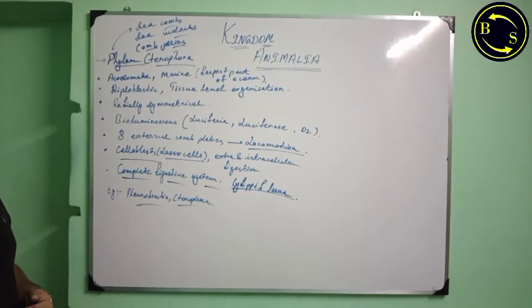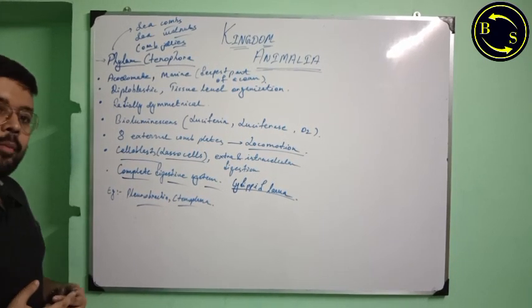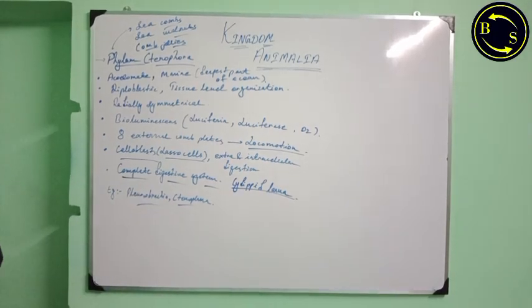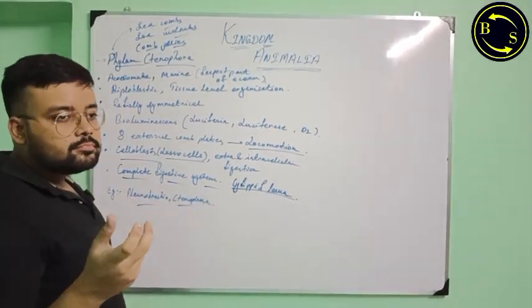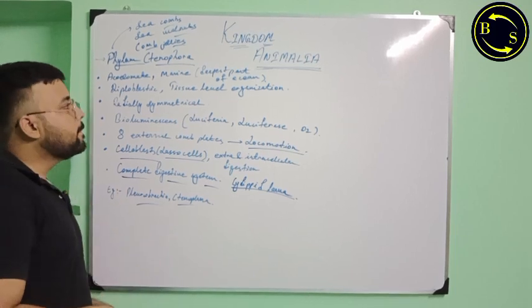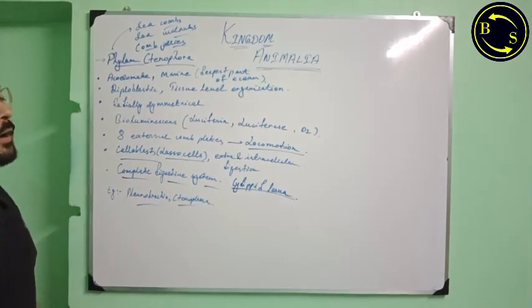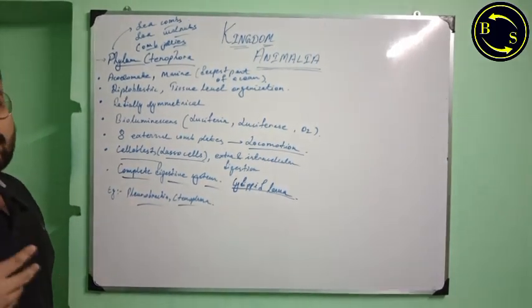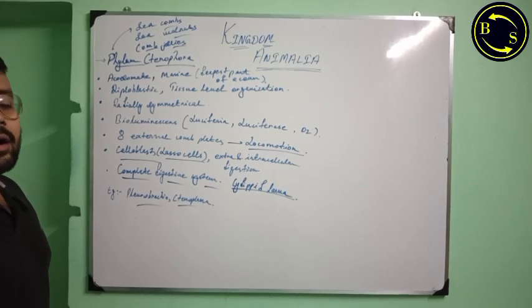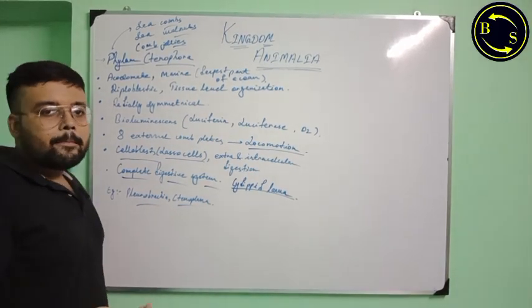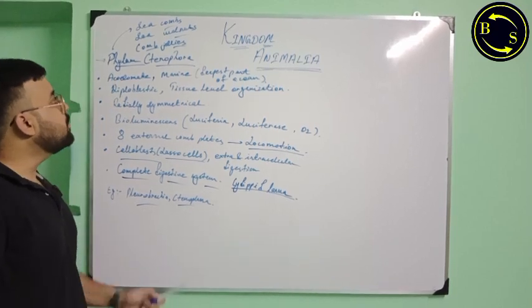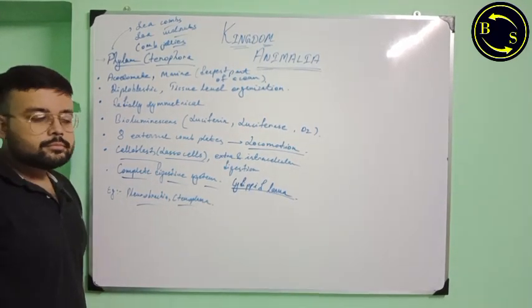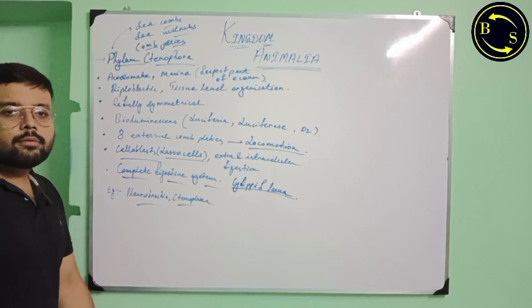The human body cannot withstand that amount of pressure, but these animals, just like a jellyfish, they can withstand such huge pressure despite not having any kind of skeletal system, be it an exoskeleton or endoskeleton. This is a remarkable feature of phylum Ctenophora. So this is all about phylum Ctenophora.